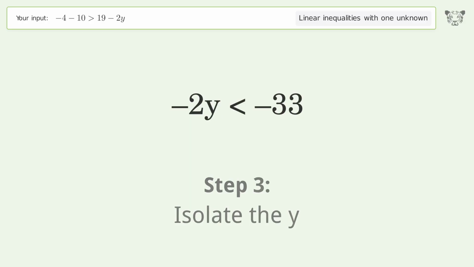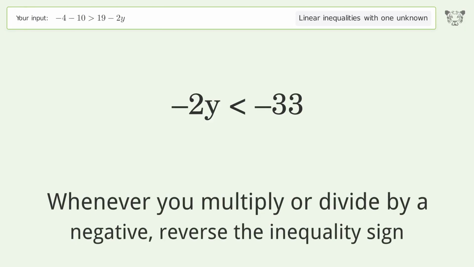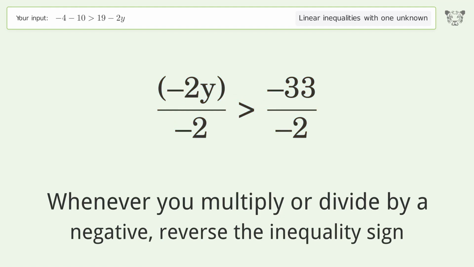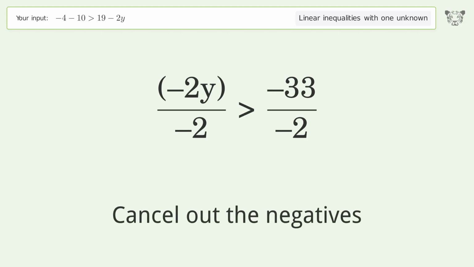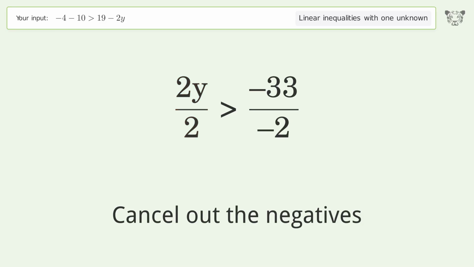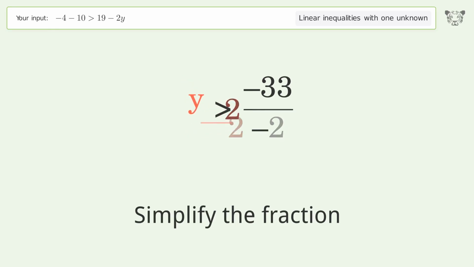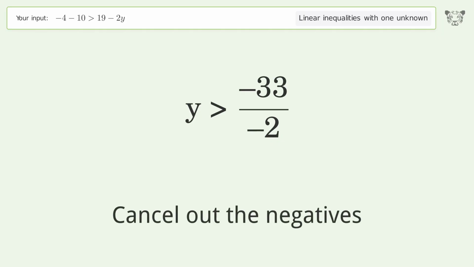Isolate the y. Divide both sides by -2. Whenever you multiply or divide by a negative, reverse the inequality sign. Cancel out the negatives. Simplify the fraction. Cancel out the negatives.